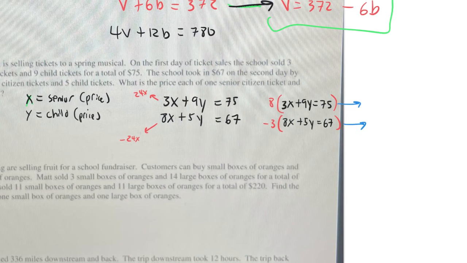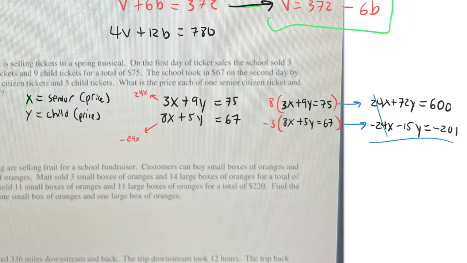The first equation is literally going to be 24x plus 72y equals 75 times 8, which is 600. This guy right here, it would be negative 3 times 8x, which is negative 24x, which is what we want, remember. Negative 3 times 5y is negative 15y. Negative 3 times 67 is negative 201. Now we're ready to add the top equation to the bottom equation, and in doing so, these cancel.